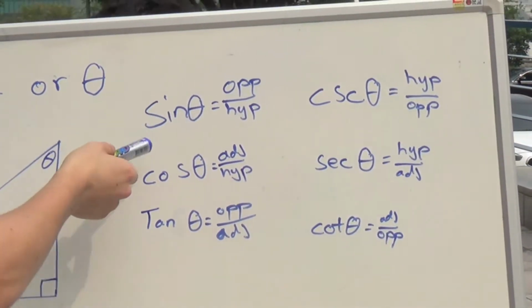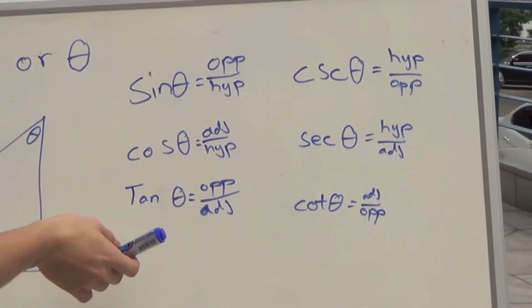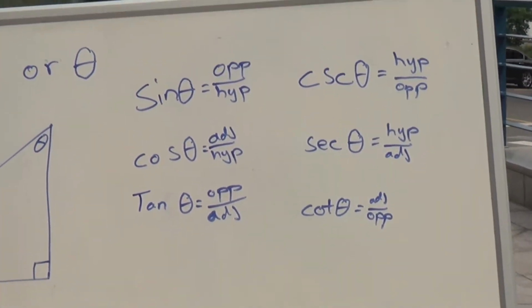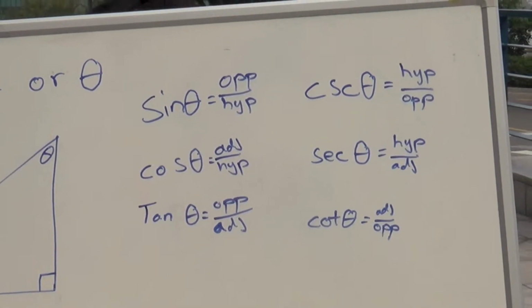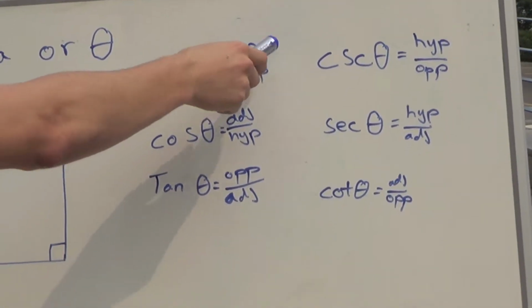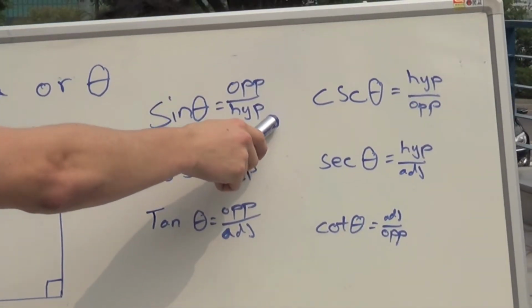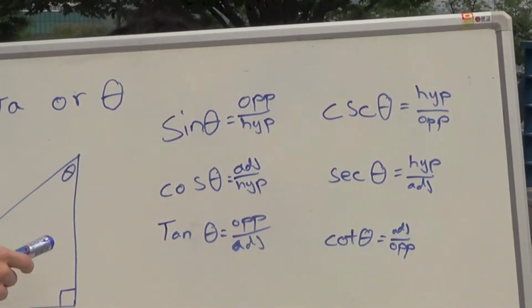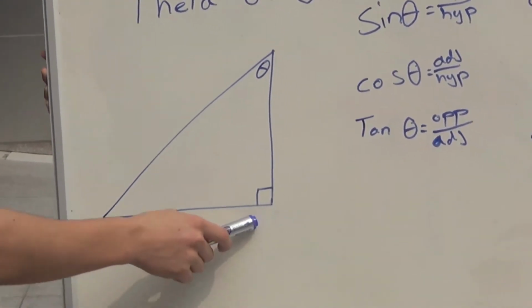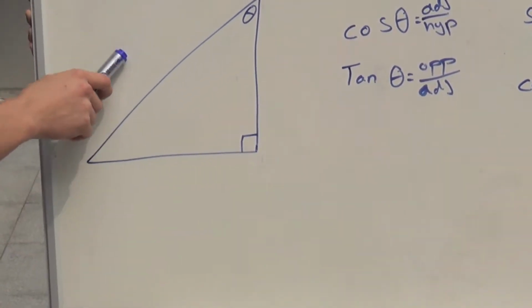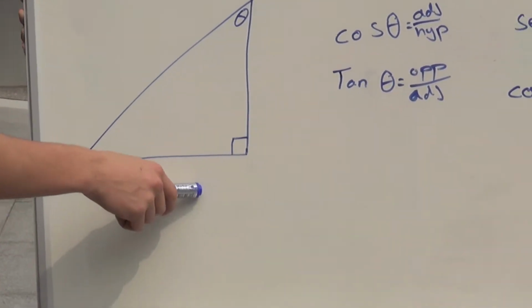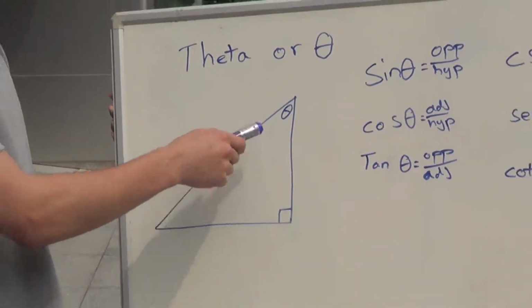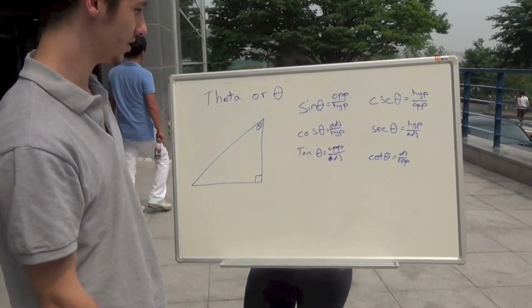Most of you have probably seen sine, cosine, and tangent before. When you calculate it, you want to calculate using the opposite over the hypotenuse. So that would be over here. You would use the opposite side divided by the hypotenuse. So for example, you get a number here and a number here, and you just apply them into the function.